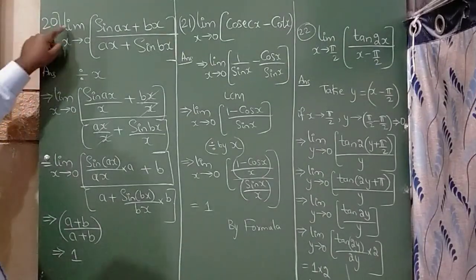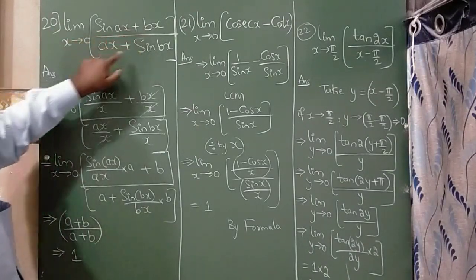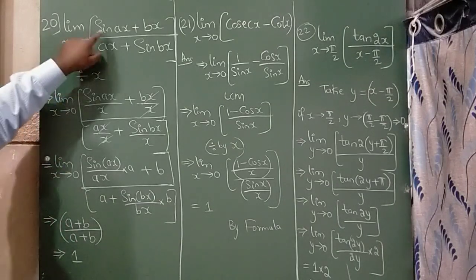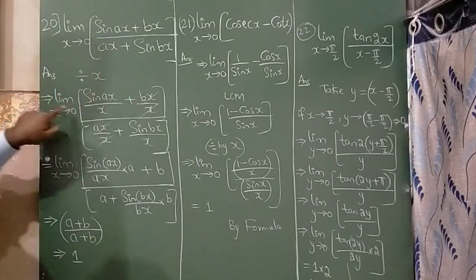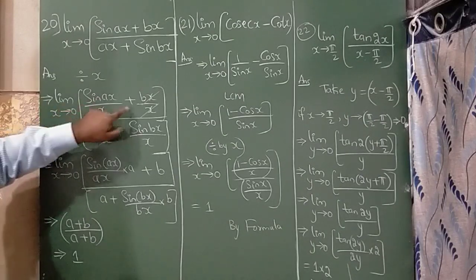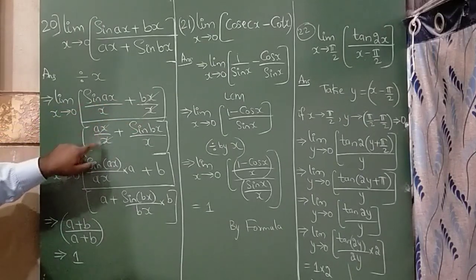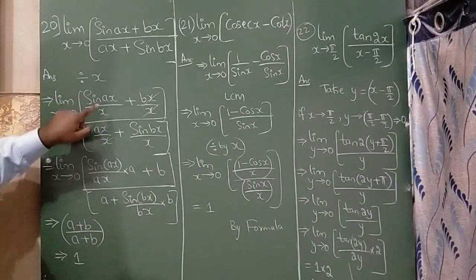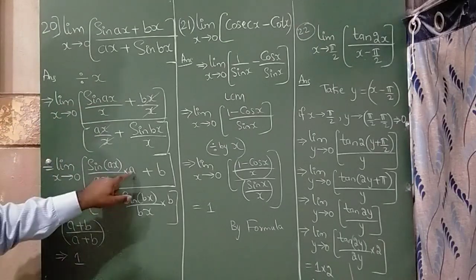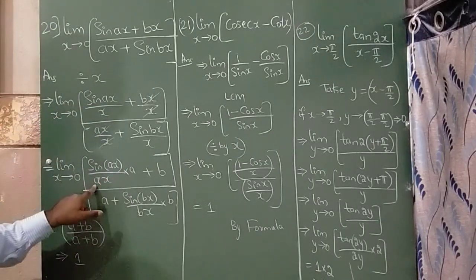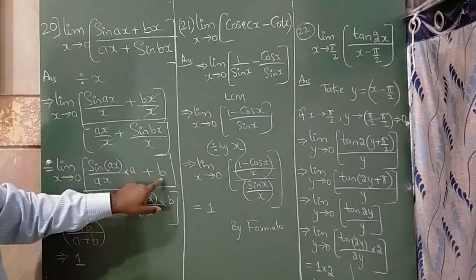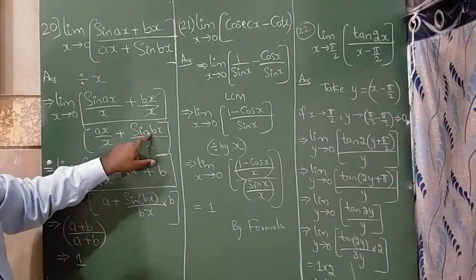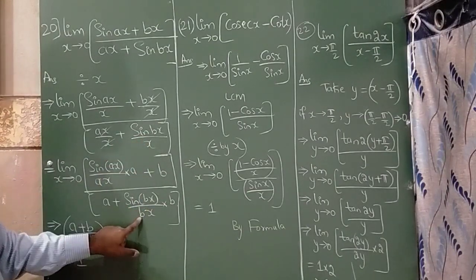Now 20th question. Limit x tends to 0, (sin ax plus bx) divided by (ax plus sin bx). So I am going to divide all this by x. So limit x tends to 0, sin ax upon x plus bx upon x, ax upon x plus sin bx upon x. Fine. Now for this there is the a coefficient, so I am going to multiply and divide by a. Plus x cancels, only b is remaining. x cancels, only a is remaining. Here the coefficient of the x is b, so I have multiplied and divided by b.